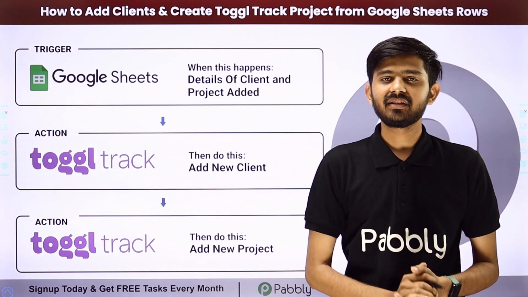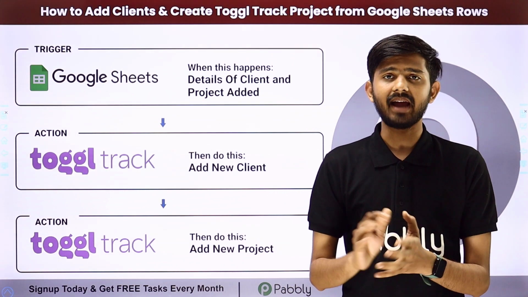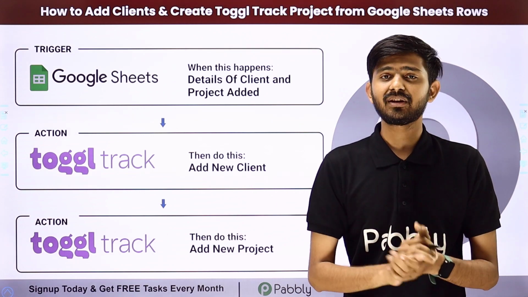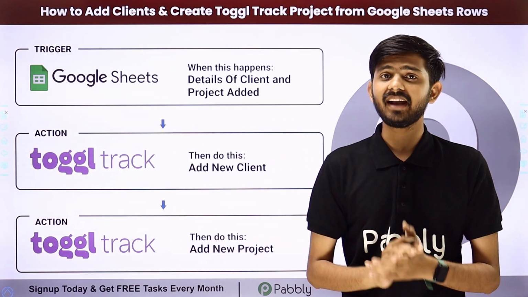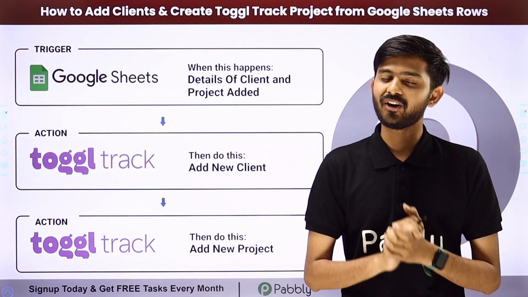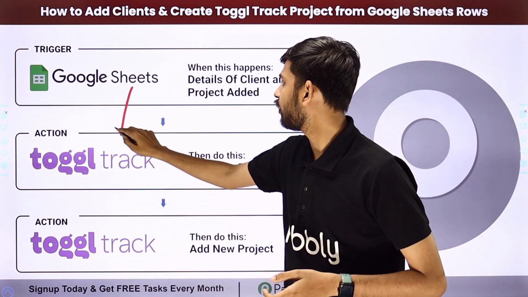So here my objective is that whenever in my Google Sheet I add the details of a new project and new clients, then automatically I'm going to capture the details of that row, and after capturing those details I'm going to first create a client in Toggl Track, and after creating the client I'm going to create a new project in Toggl Track. For that I have to simply build a connection between Google Sheets and Toggl Track.